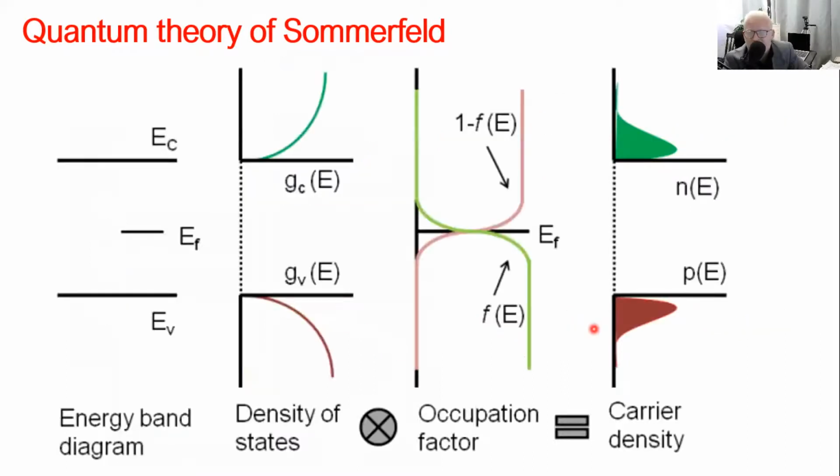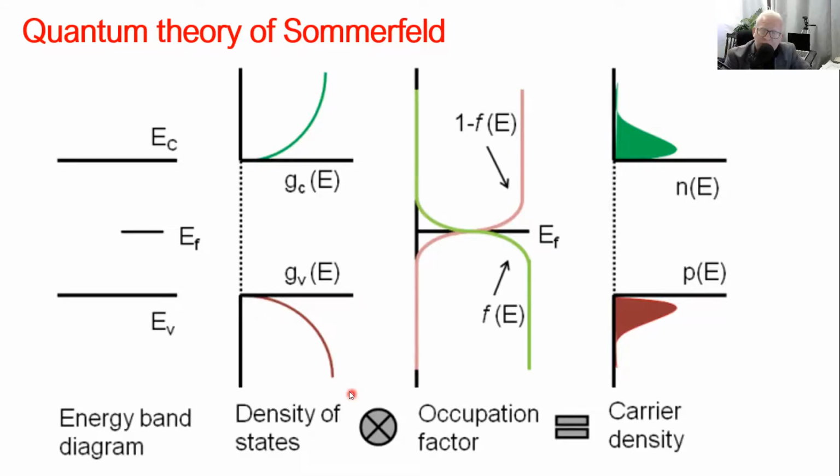And finally, in order to calculate the number of electrons, which is plotted in green, we multiply the number of seats, this function, by the probability to find an electron, which is again the green function. This multiplication will result in the number of electrons in the conduction band. And in order to calculate holes, which is very important, you multiply the number of seats for holes.